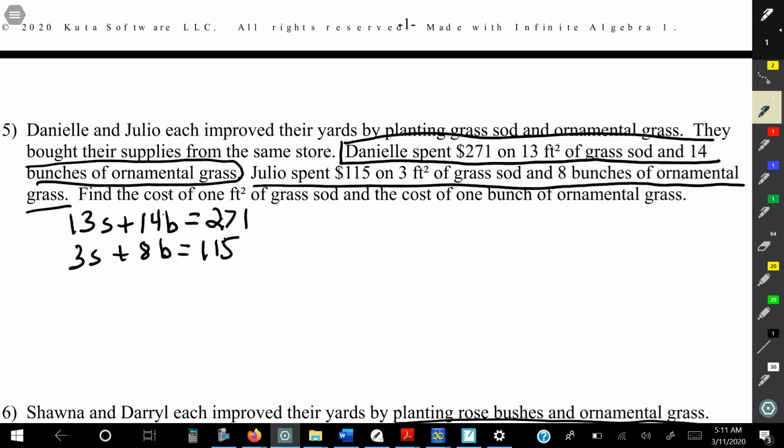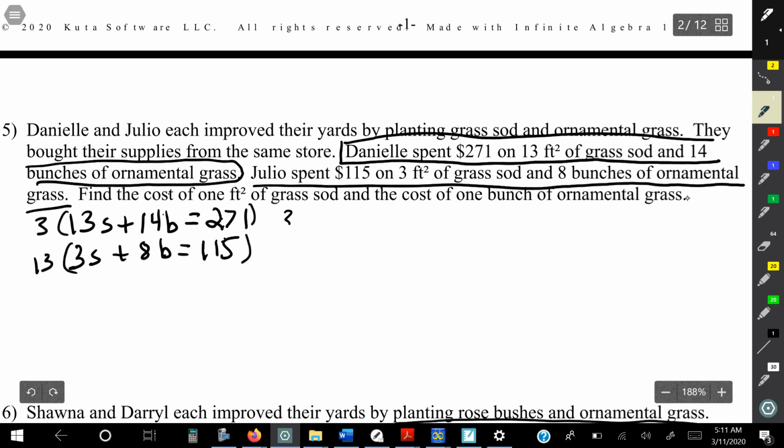So this is what you're going to do. I'm going to multiply both of these. So multiply the top by 3 and the bottom by 13. And don't worry about the signs because since they're all positive, whatever we get at the end, we're just going to subtract. So now we're going to multiply across the top here, and you get 39s plus 42b is equal to 813.